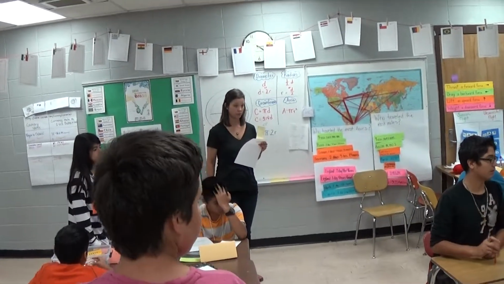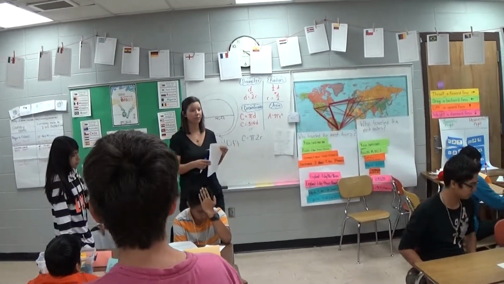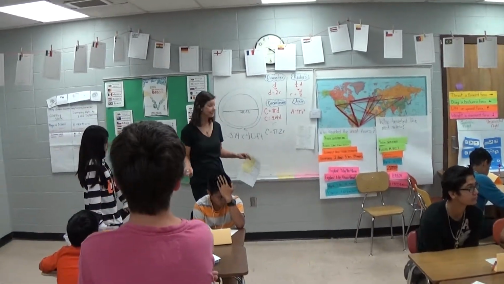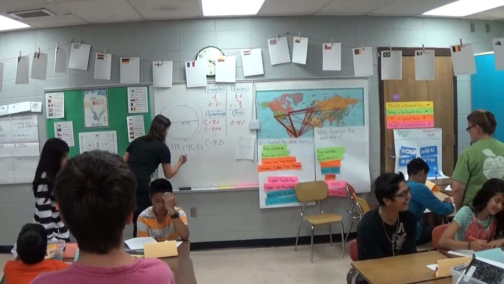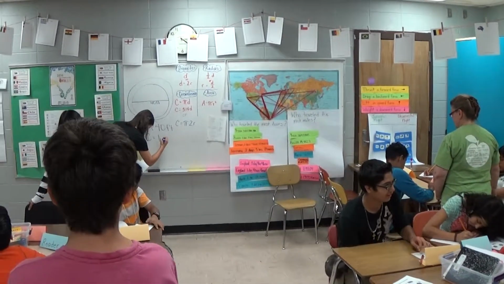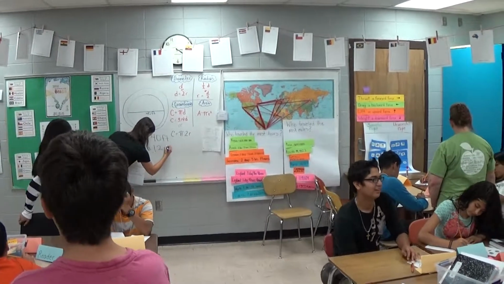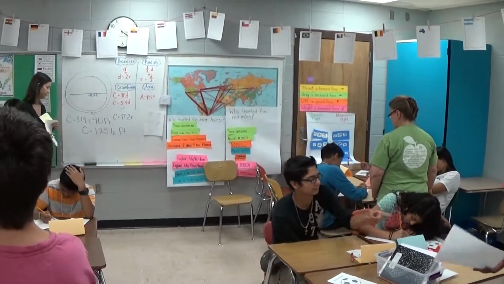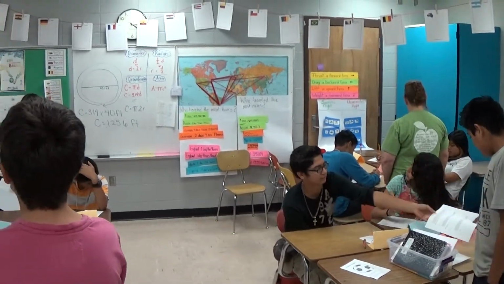4 times 16. 125.6 what? Feet. Very good. Okay. So the circumference was 125.6 feet. We're trying to see where the decimal point goes. Alright, speakers, thank you.